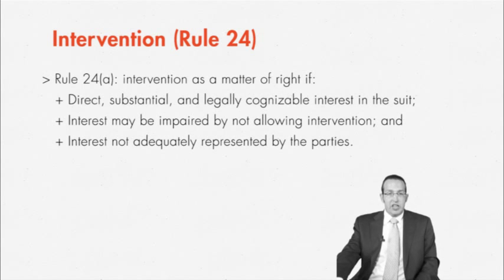Again, the potential intervening party who wants to intervene by right under 24(a) has to have a direct, substantial, and legally cognizable interest, that his interests may be impaired by not allowing him to intervene, and that his interests are not being adequately represented in the lawsuit because some of the parties have differing interests. If the intervener can show all 3, he's in. The court and no party can keep him out.